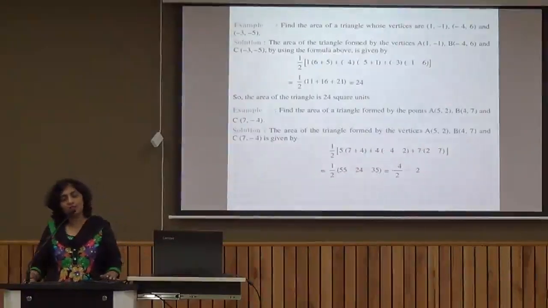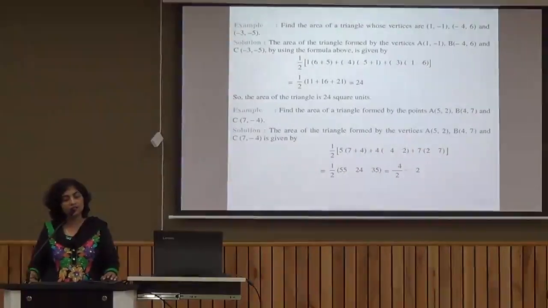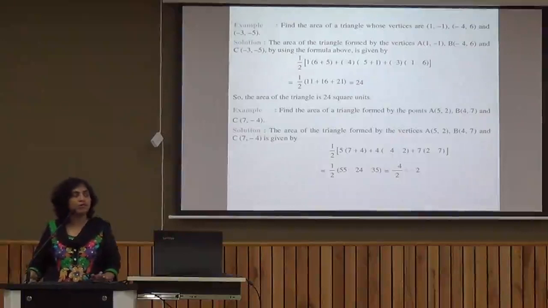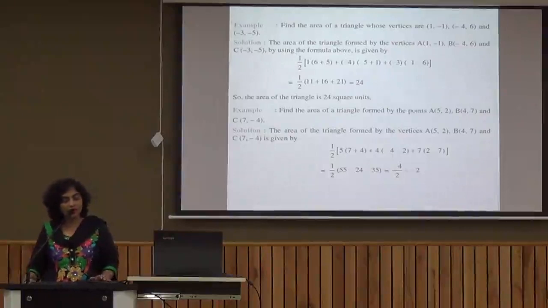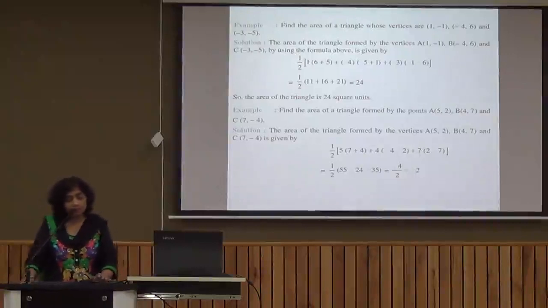We have to find the area of the triangle whose vertices are (1, -1), (-4, 6) and (-3, 5). So we take the first coordinate as A, second as B and third as C. And using the formula we get half into 1 into (6 plus 5) plus (-4) into (-5 plus 1) plus (-3) into (-1 minus 6). Solving this, we get the area of the triangle as 24 square units.